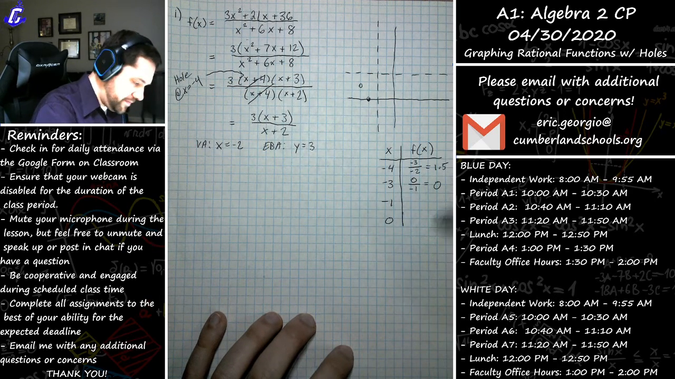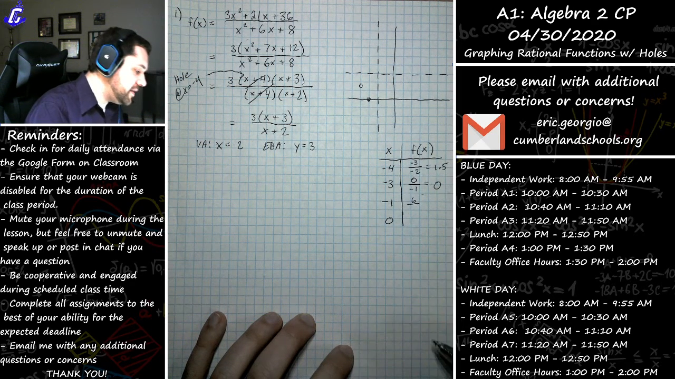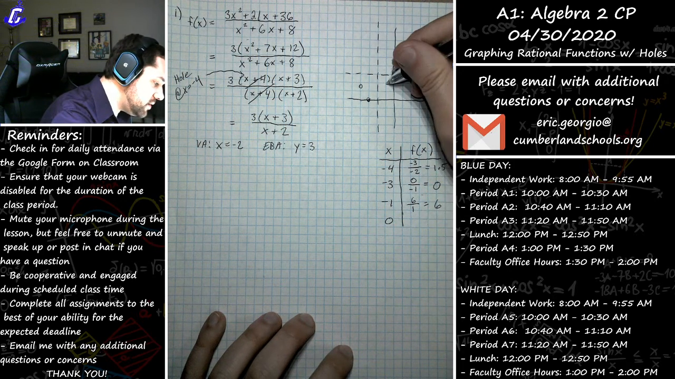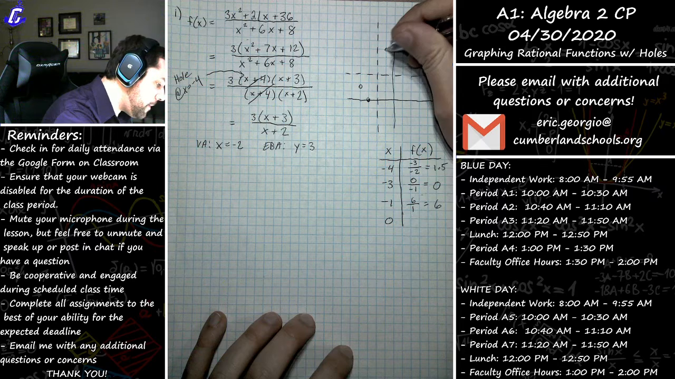Negative 1 goes in. In the numerator, negative 1 plus 3 is 2. 3 times 2 is 6. In the denominator, negative 1 plus 2 is 1. So I get 6 divided by 1, which is 6. So that is 1, 2, 3, 4, 5, 6 right there.